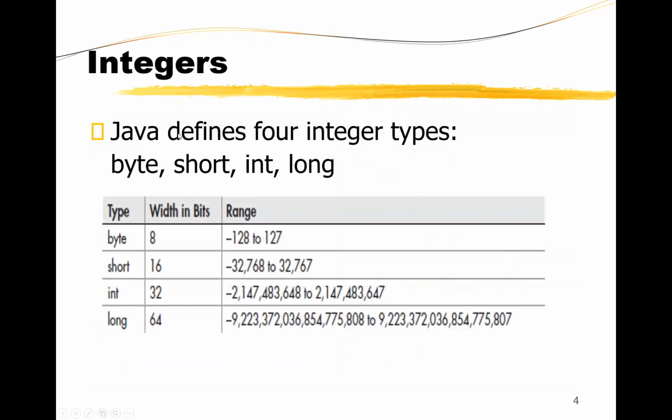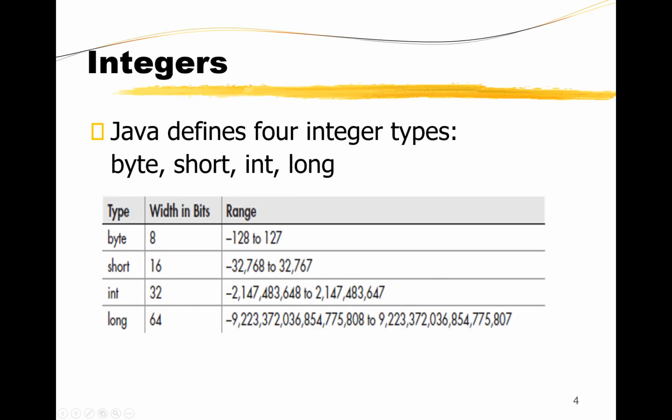Java defines 4 integer types: byte, short, int, long. As I said, byte is a 1-byte variable, short is a 2-byte variable, int is a 4-byte variable, long is an 8-byte variable. In bits, 1 byte means 8 bits, 2 bytes means 16 bits, 4 bytes means 32 bits, and 8 bytes means 64 bits. The range is also given here, so you don't have to worry about it. And this is how you declare the variables.